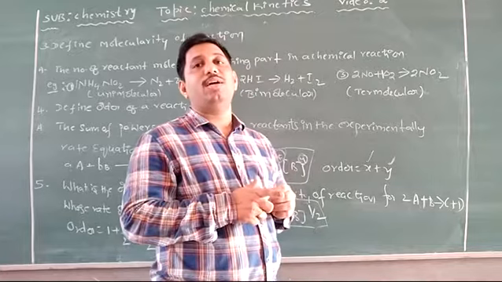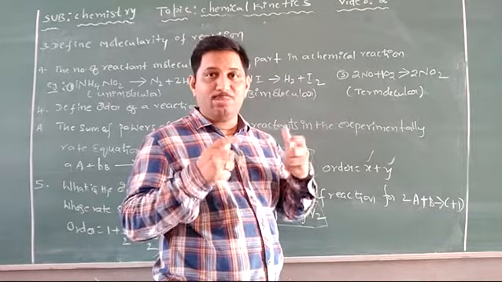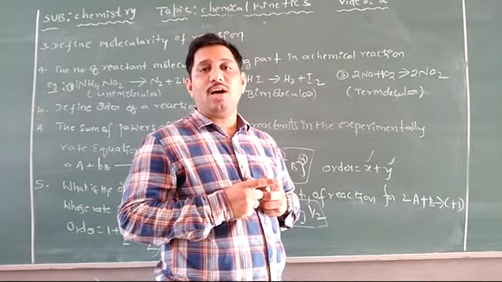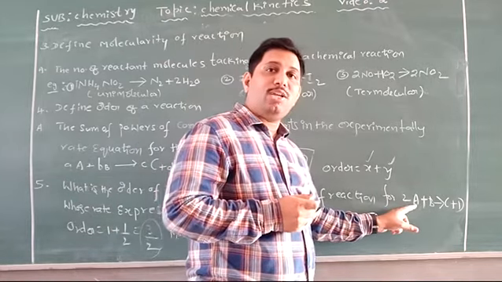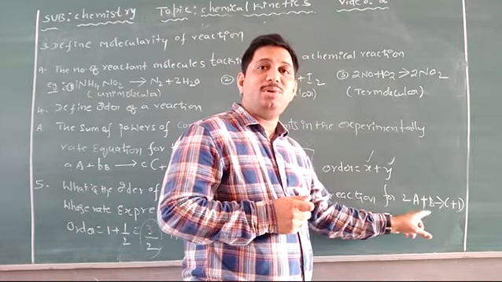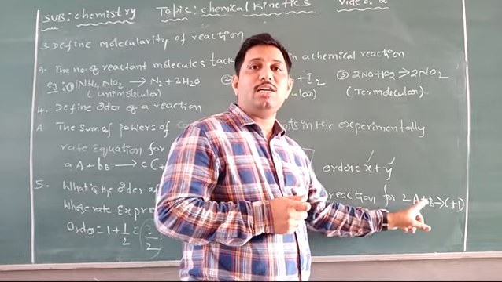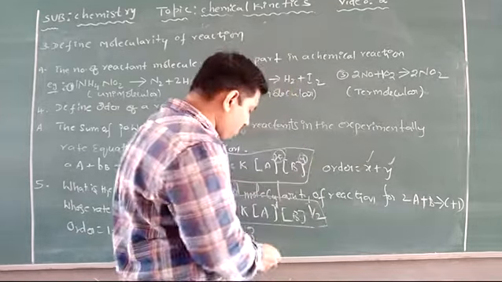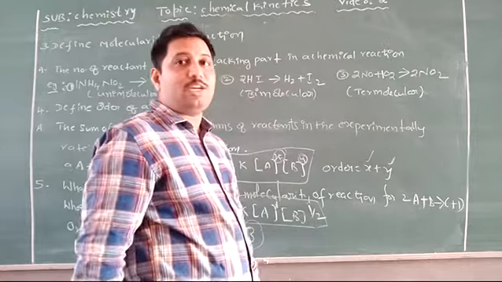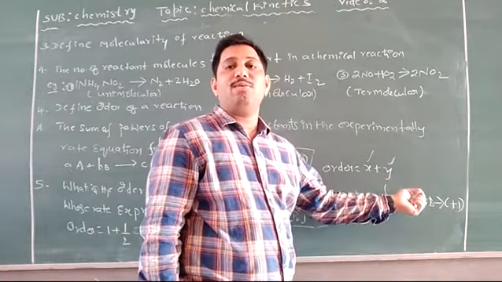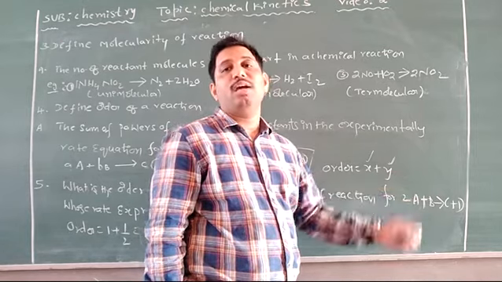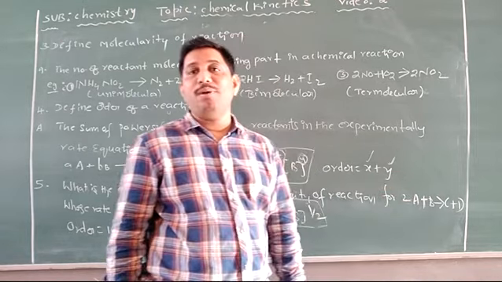The number of reactant molecules taking part in a chemical reaction is known as the molecularity of the reaction. Here, reactant molecules A is 2 and B is 1. Totally 3 reactant molecules are present. Hence the molecularity will be 3. A reactants are 2 in number, B reactants are 1 in number, hence 2 plus 1, therefore the molecularity will be 3.